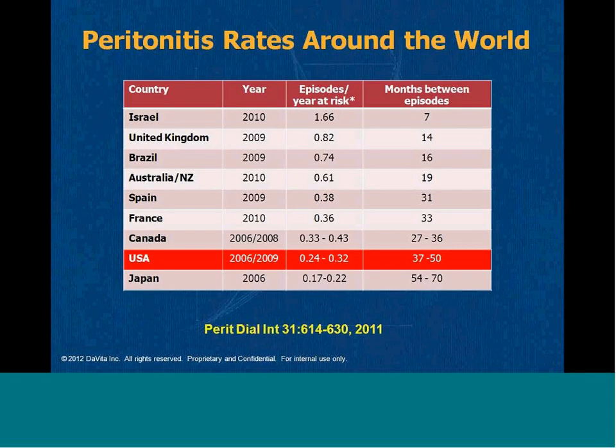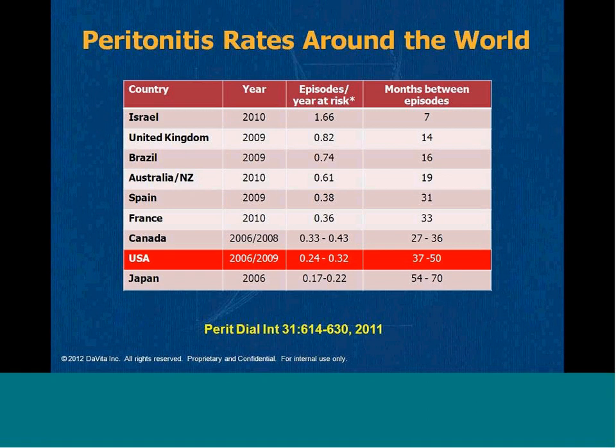If you look at the incidence of peritonitis around the world, there's a remarkable difference among different countries. In Israel, for instance, the rate of peritonitis is 1.66 episodes per year at risk. That means every 7 months, a patient on PD in Israel is expected to have peritonitis. On the other hand, in Japan, the episodes per year at risk range from 0.17 to 0.22, meaning that a patient on PD has a peritonitis episode every 54 to 70 months.